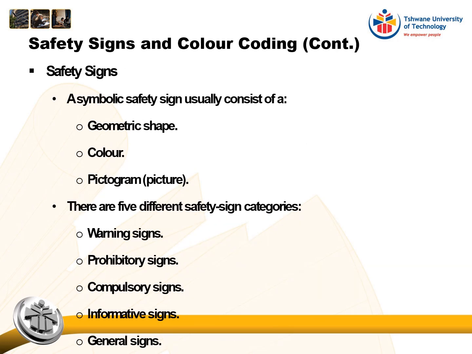Safety signs. A symbolic safety sign usually consists of a geometric shape, a color, and a pictogram or a picture. There are 5 different safety sign categories. There are warning signs, prohibitory signs, compulsory signs, informative signs, and general signs.